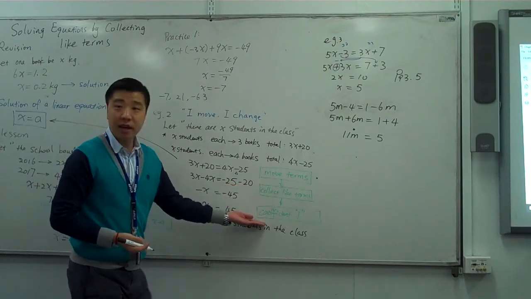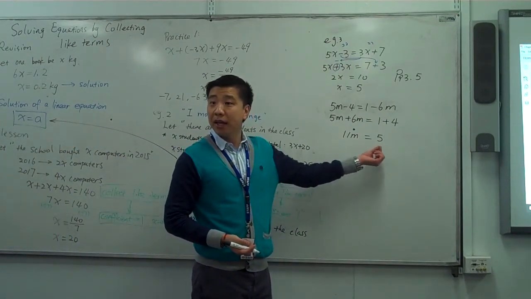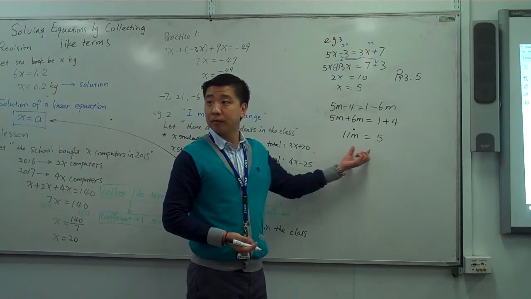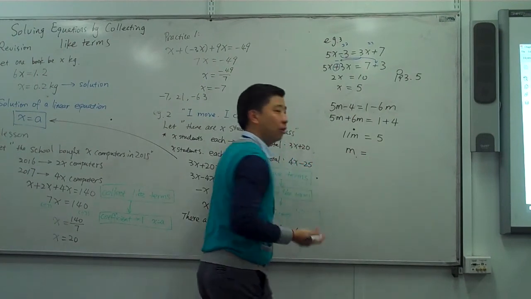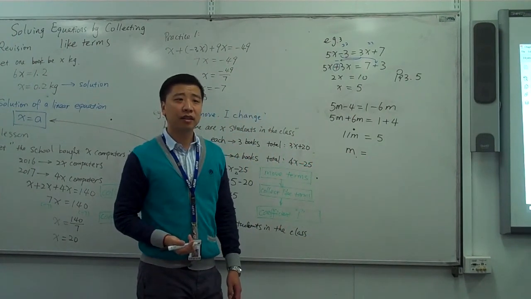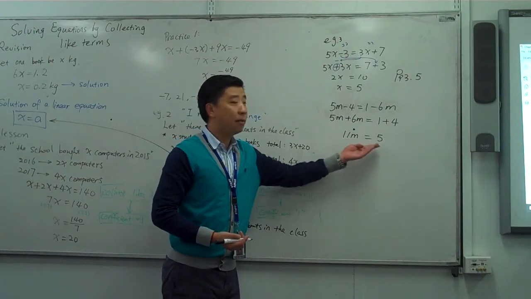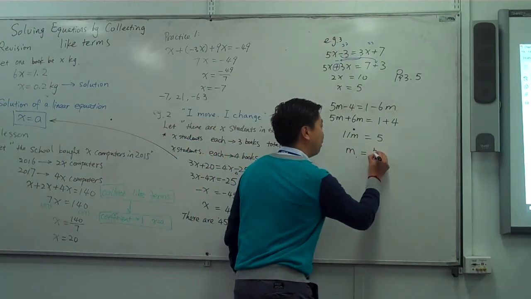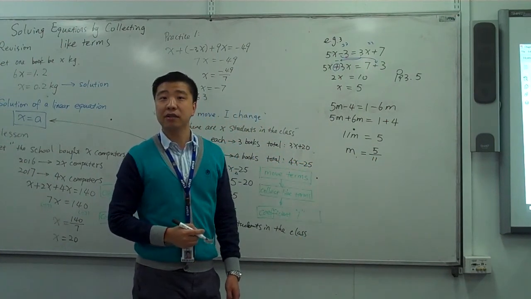Like terms, and then make coefficient 1. Which number do I need to divide? 11. So what is the answer? Divide by 11 means I divide by 11, I divide by 11. So the answer is 5 over 11. You leave it as what it is. That's fine.